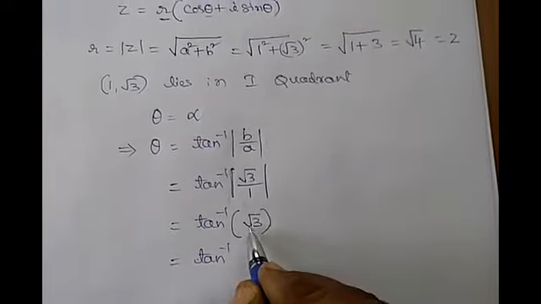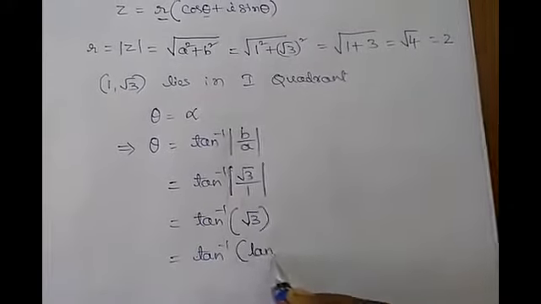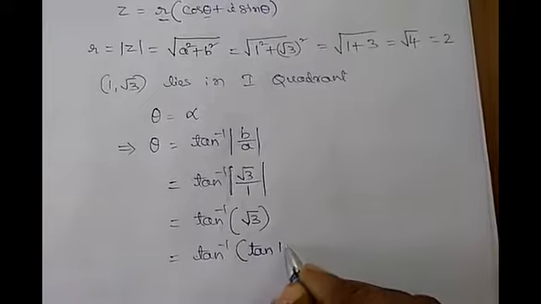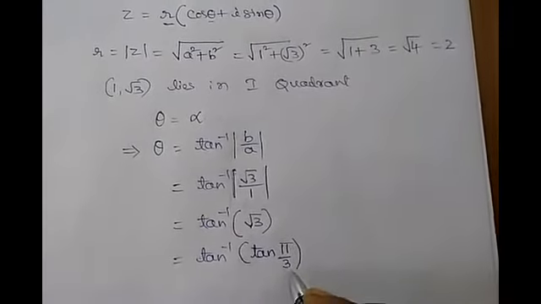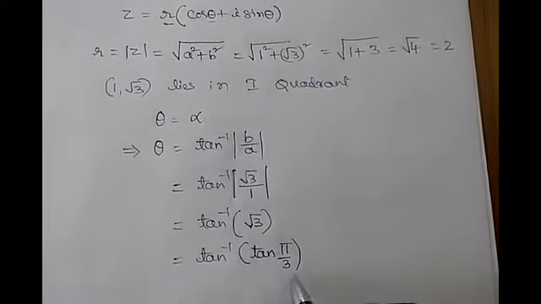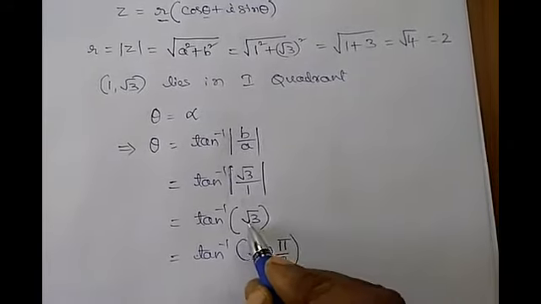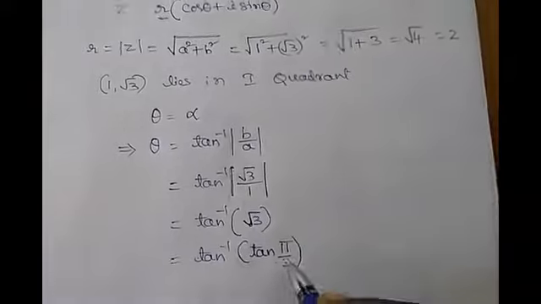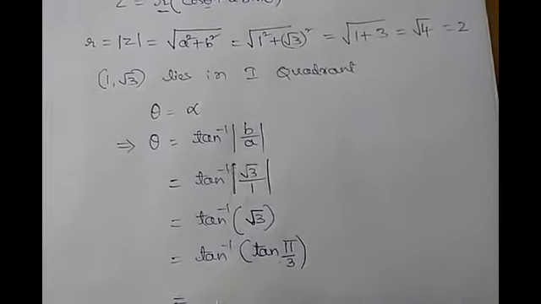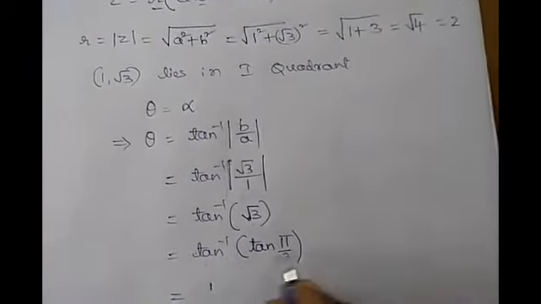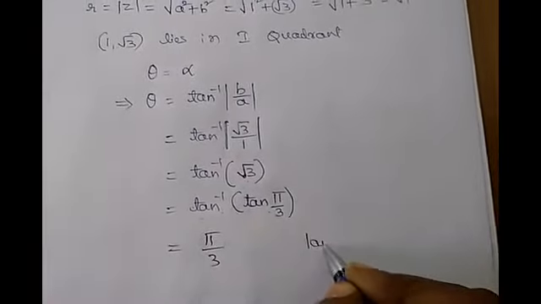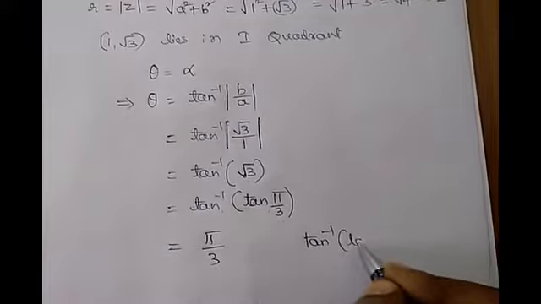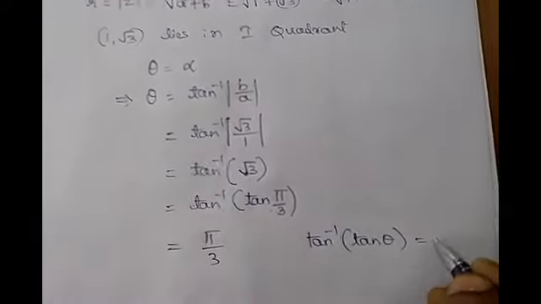What is root 3? Instead of root 3 you can write tan 60 degrees. Tan 60 means pi by 3, pi by 3 means 60 degrees. So tan pi by 3 is root 3, and instead of root 3 you can write tan pi by 3. Now tan inverse of tan theta gives theta only. So by using the inverse trigonometric formula, tan inverse of tan theta equal to theta.